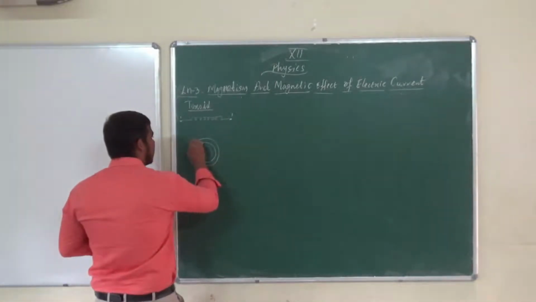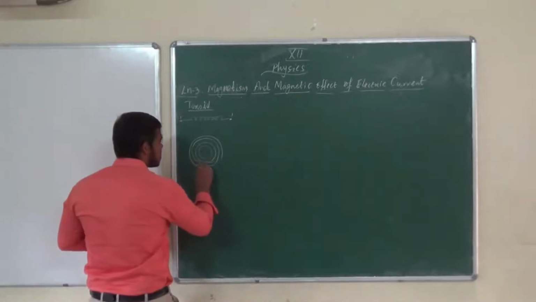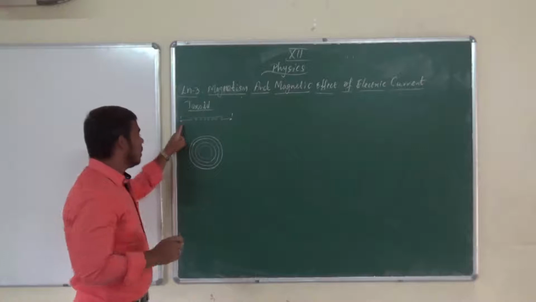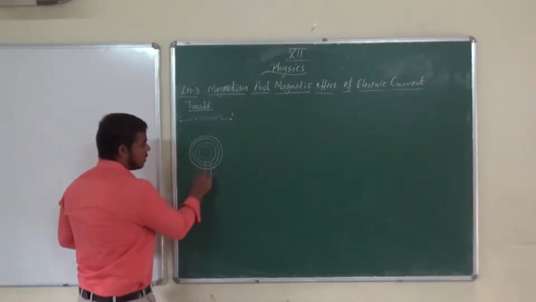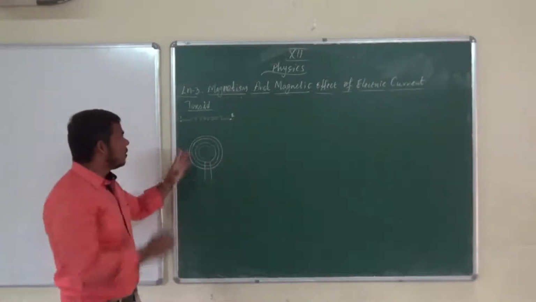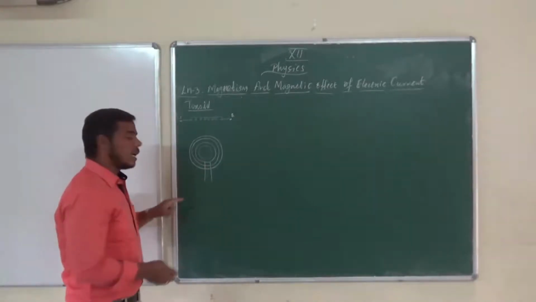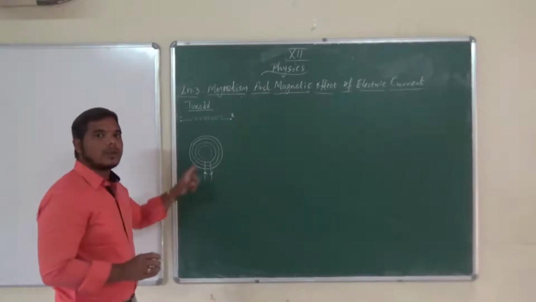It looks like a circular ring, no? So the solenoid's both ends are connected together: first end, second end. The solenoid is bent in such a way, and the two ends are connected in the form of a circular ring, which is known as a toroid.